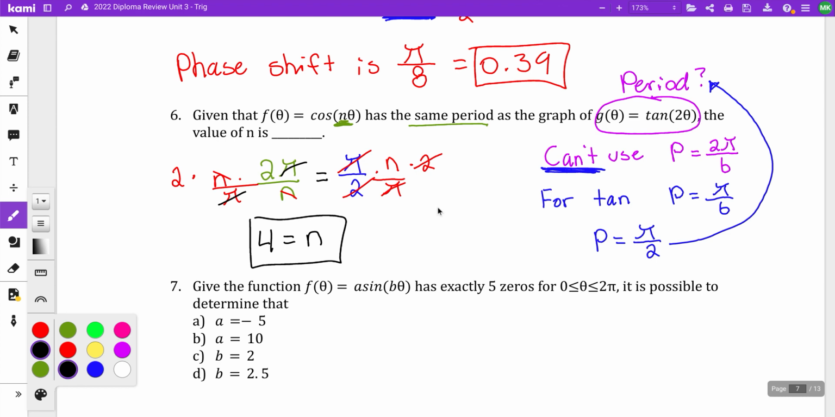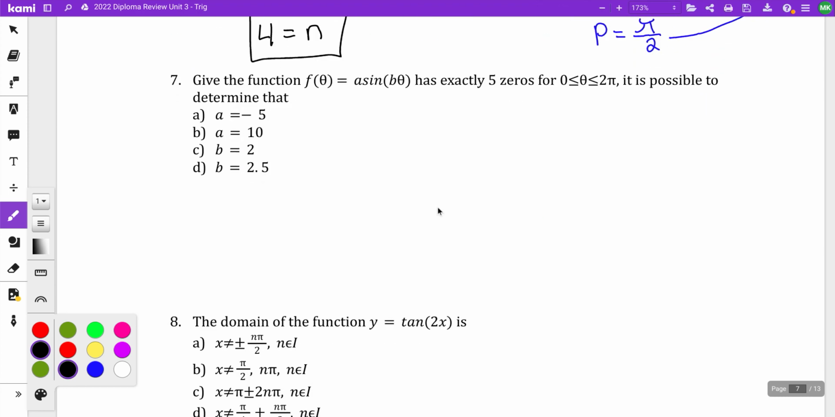All right, number 7. Given the function f(theta) = a sin(b theta) has exactly 5 zeros for 0 ≤ theta ≤ 2 pi, it is possible to determine that a = 5, a = 10, b = 2, or b = 2.5. Okay, this is a tricky one. What does this mean?